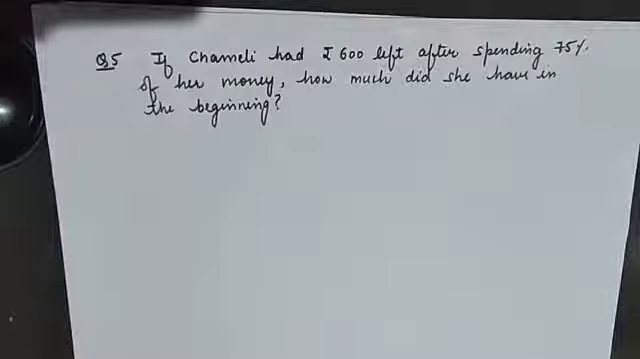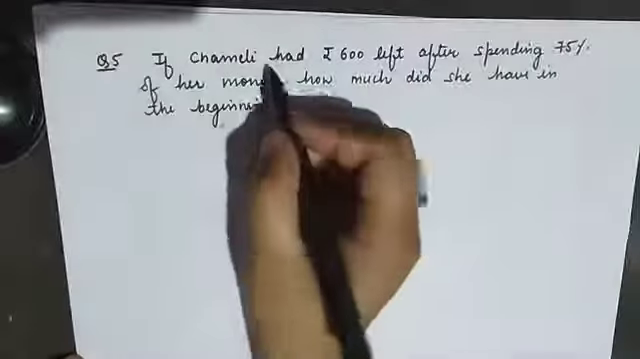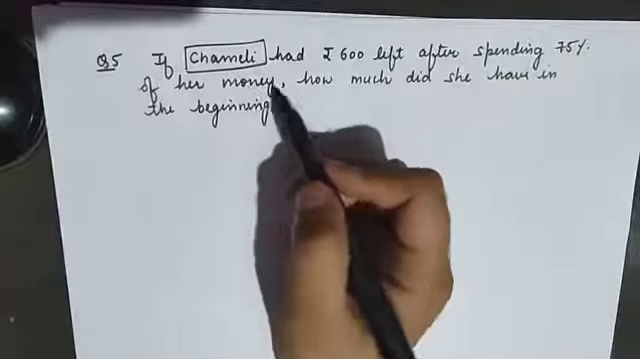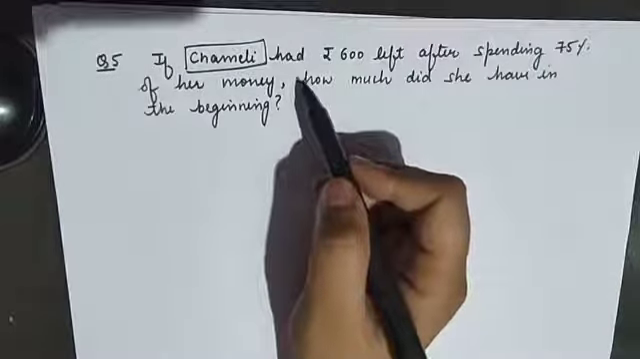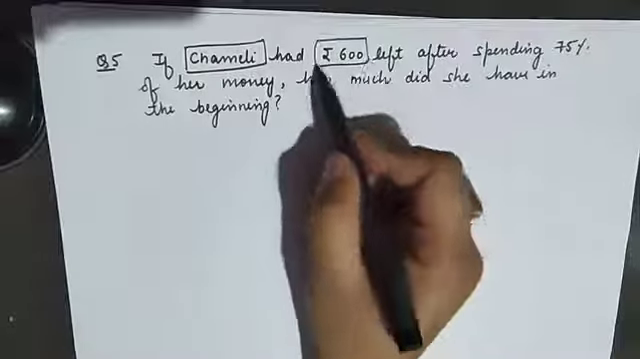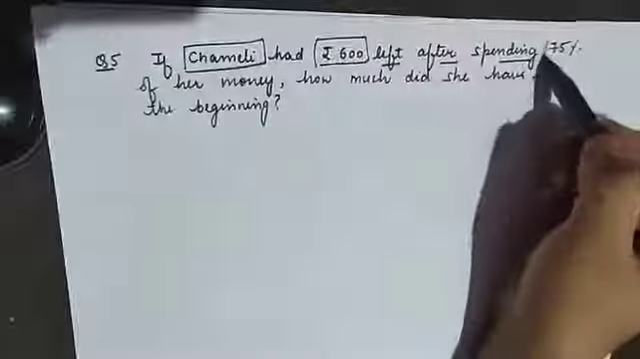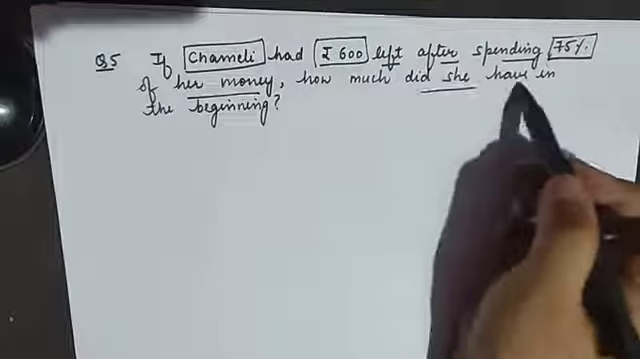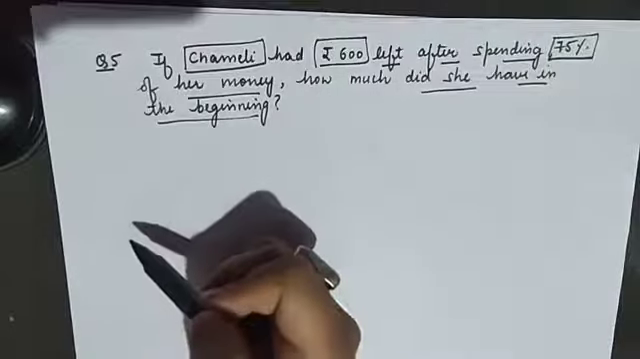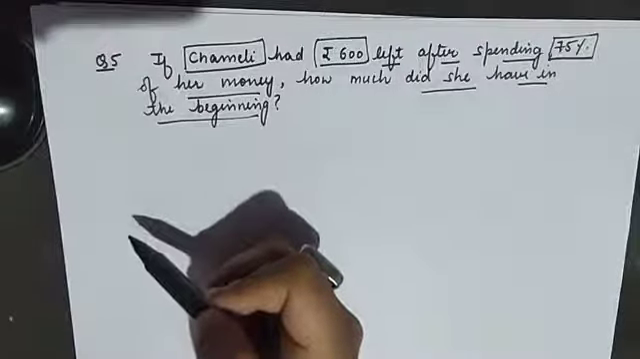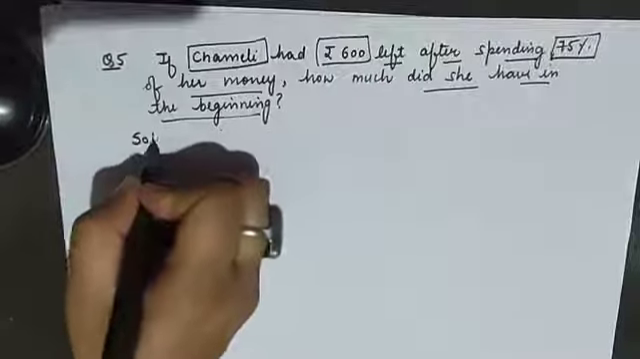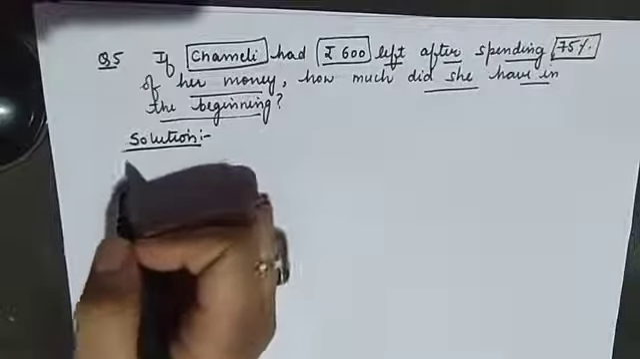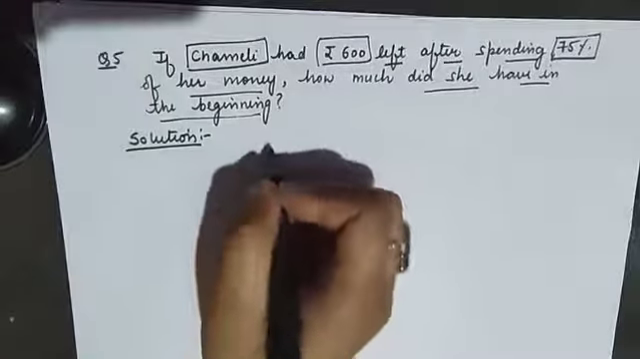Students, let us see question number 5 of exercise 8.5 here. Here a name is given to you, that is Chameli. Here a situation is given in which it is said that Chameli had rupees 600 left after spending 75% of her money. So how much money did she have in the beginning? Students, it means we have to find out the total money she had. So for this let us start our solution here. Obviously the thing that you have to find, you always have to suppose that thing. So I'm supposing it as x.